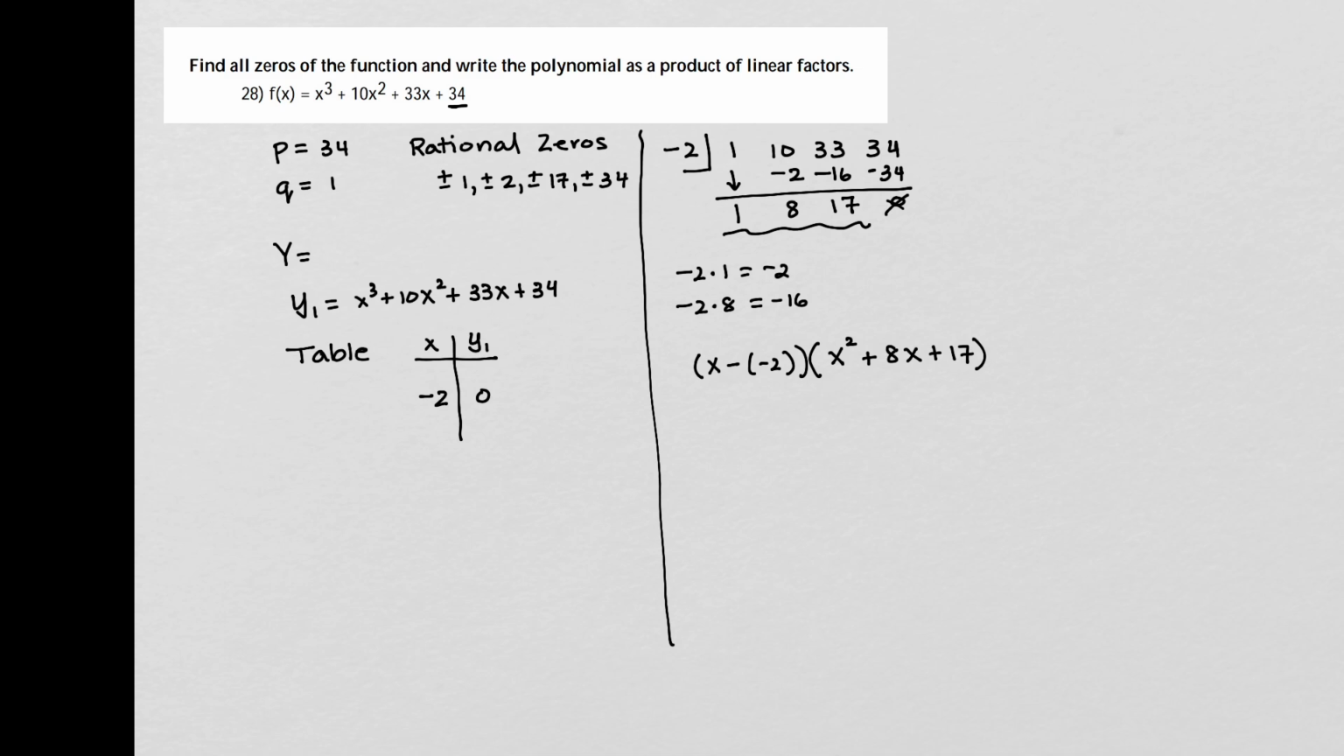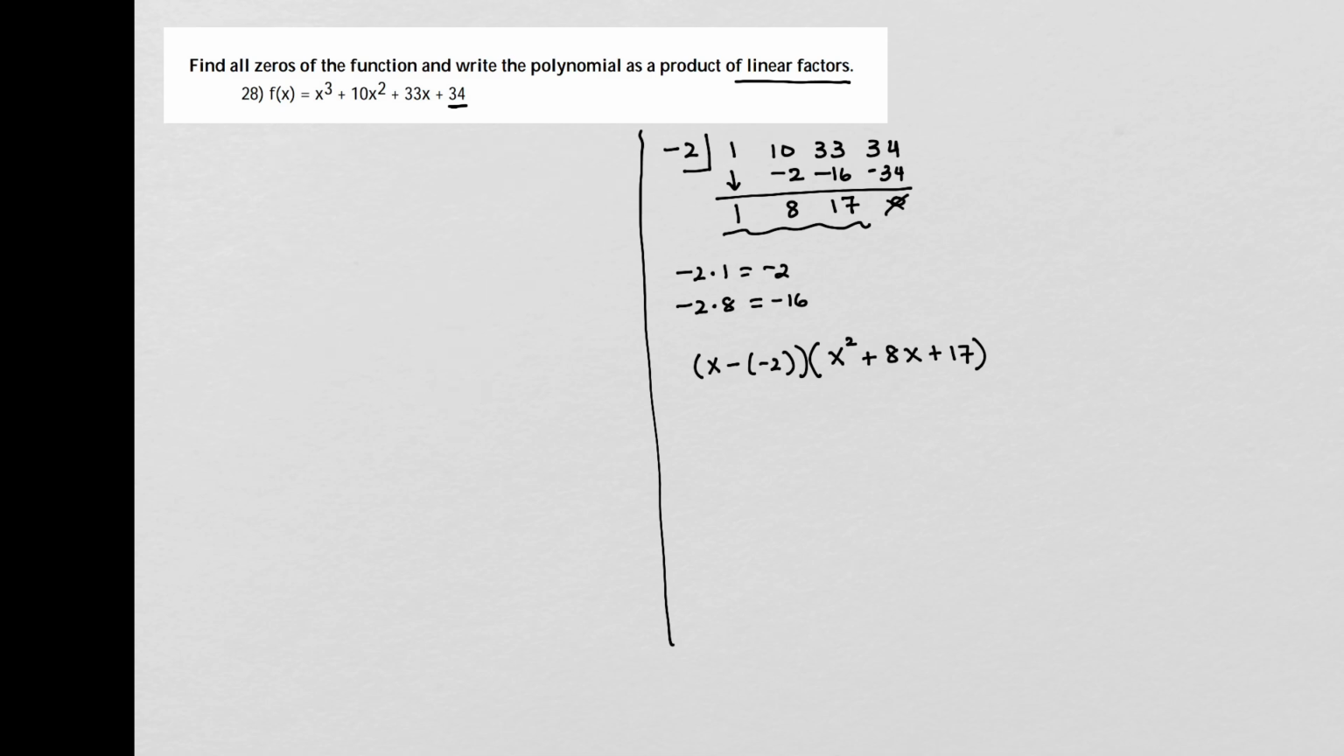So now I need to factor the x squared plus 8x plus 17, because it said to write as a product of linear factors. So that means I need all my factors to be first degree. And this may turn out to include factors that are irrational or possibly imaginary. So I'm going to clear a space, and I want to factor that trinomial x squared plus 8x plus 17.